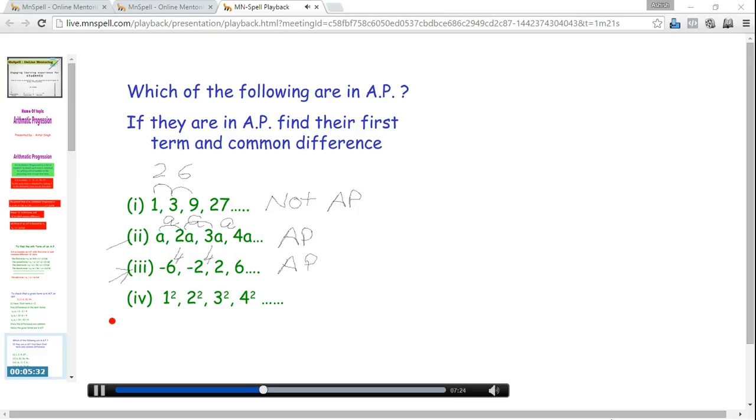Now, suppose you are given a series as 1 square, 2 square, 3 square, 4 square. 1 square is 1, 2 square is 4, 3 square is 9, and 4 square is 16. Now we check the common difference. Here you will get a common difference of 3. Here we are getting a common difference of 5. Since we are not getting the same common difference, we can say that this series is not an AP series.